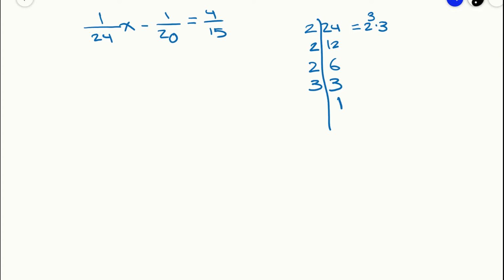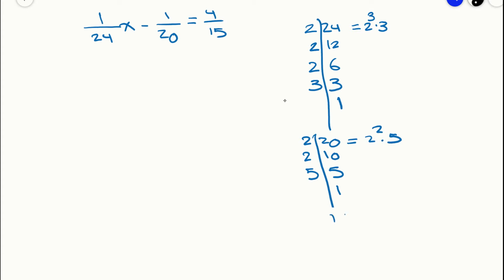We'll do the same thing for 20. So notice that we have 2 gives us 10, 2, 5, and finally 5, 1. So there is the prime factorization of 20, which is 2 squared times 5.